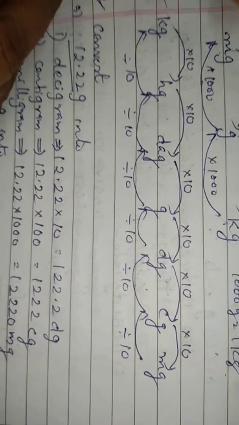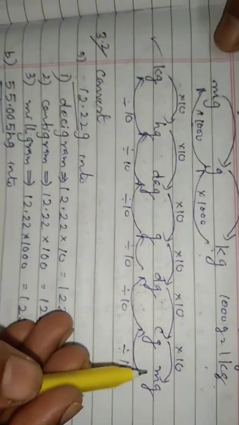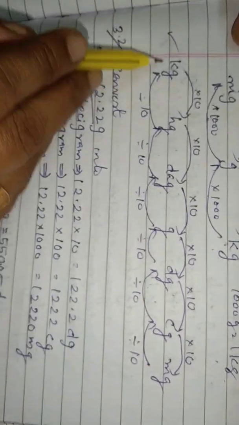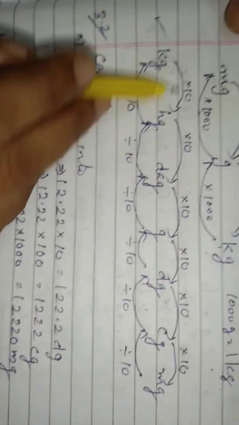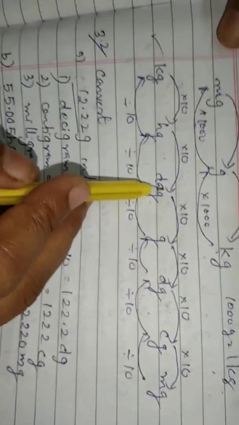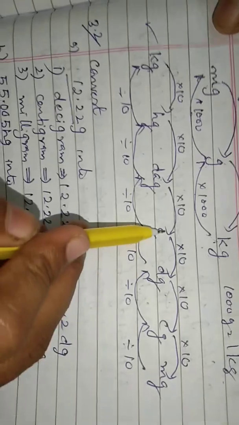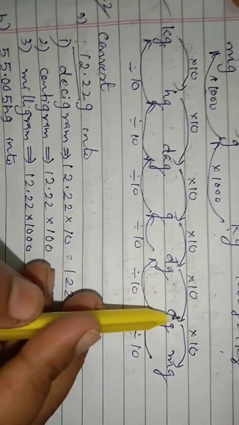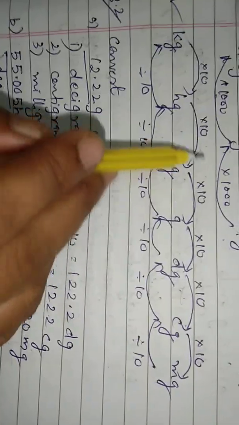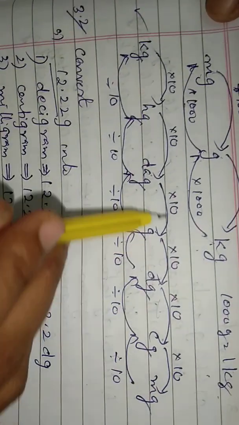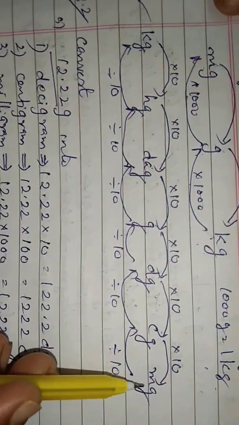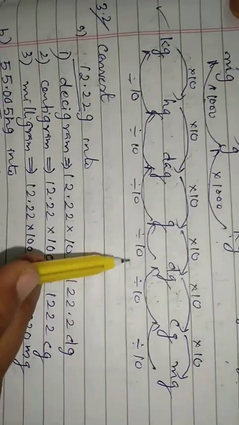And we are studying all the measurements together. So higher unit to smaller unit: kilogram to hectogram, hectogram to decagram, decagram to gram, gram to decigram, centigram and milligram. So to change from higher unit to smaller unit, we have to multiply by 10 at each step. From smaller unit to higher unit, divide by 10.